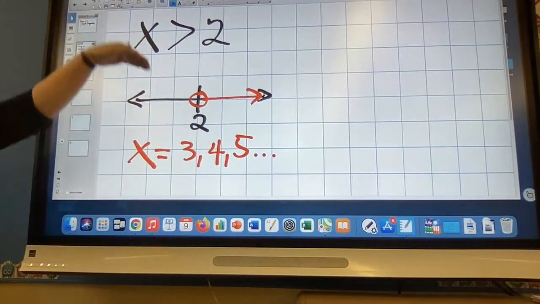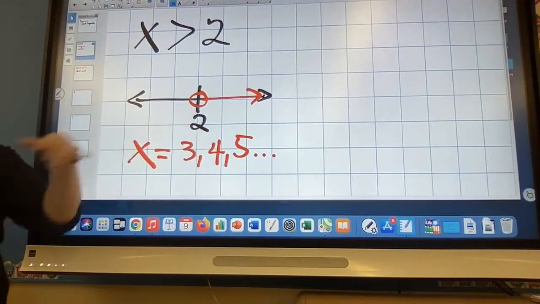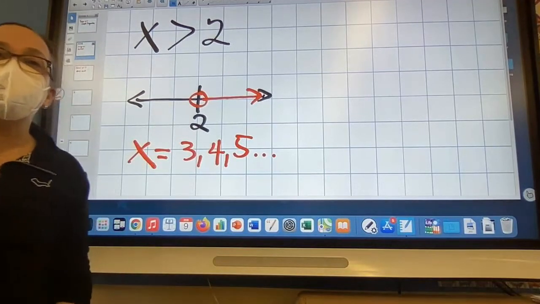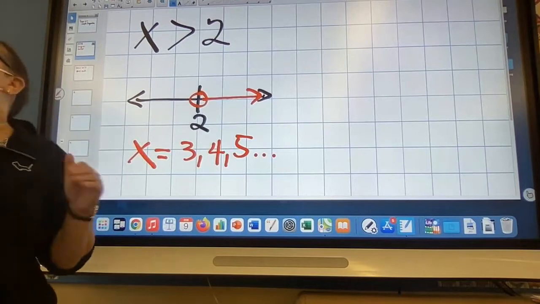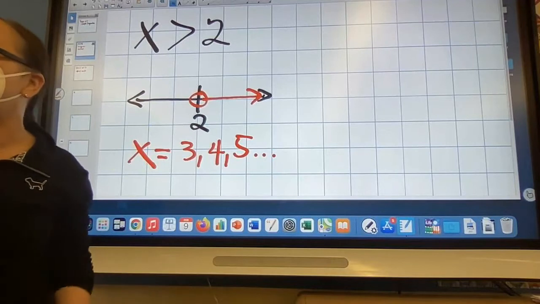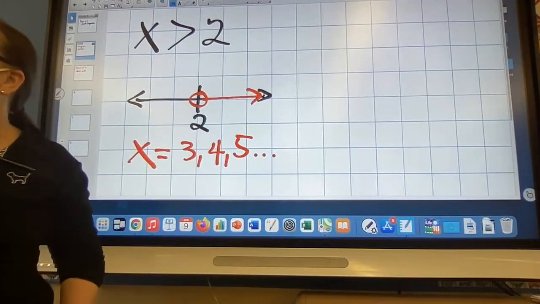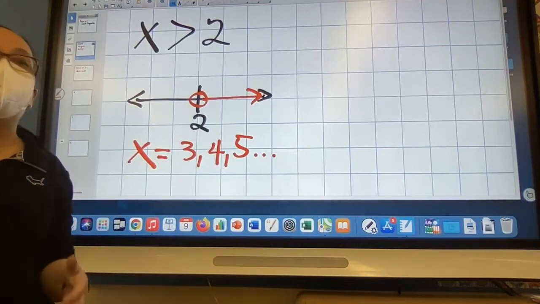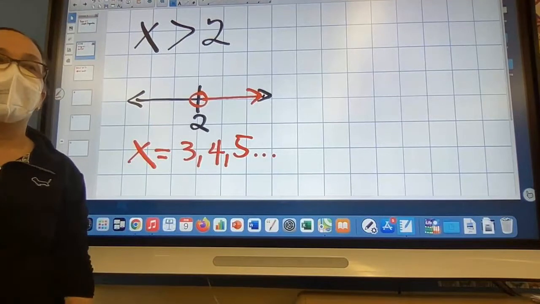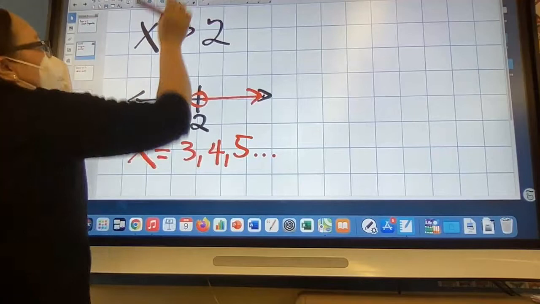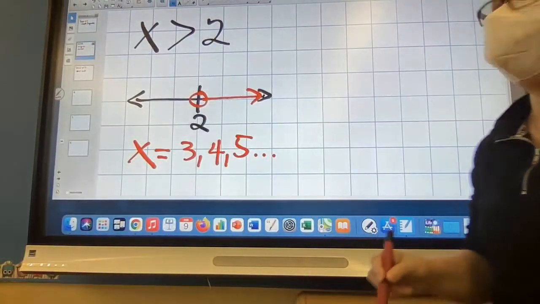So, why is it that 2 is not a possible answer? Why is 2 not a first possible answer, not an answer at all? Yes. Because x is greater than 2. Come on, people. I don't know. You guys are confusing yourself.